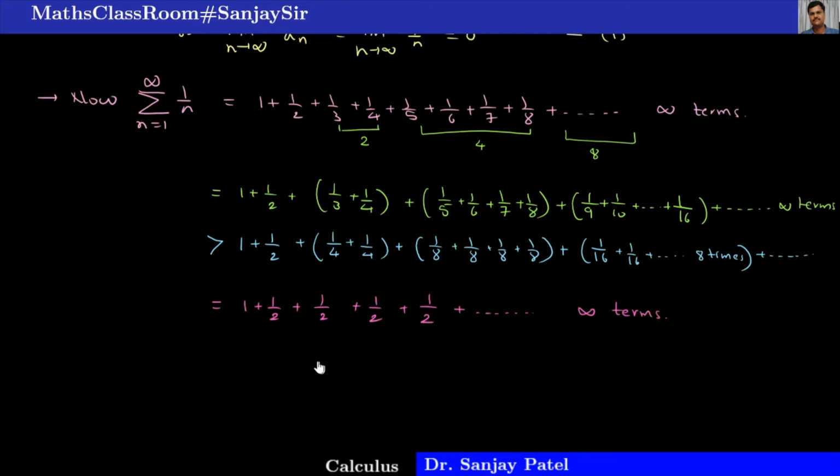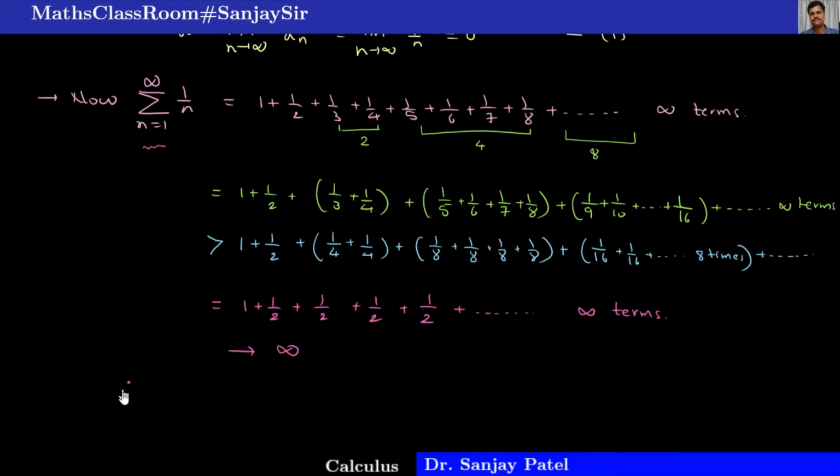Okay. So this says that if you add 1 by 2 plus 1 by 2, you will get 1. So 1 plus 1 plus 1 plus 1, infinity times. So this tends to infinity. Okay, so what I have proved is that this left hand side sum, sigma 1 upon n, is greater than this sum, and this sum is going to infinity. This sum does not exist.